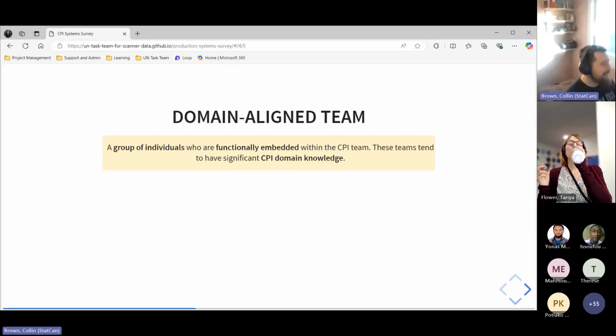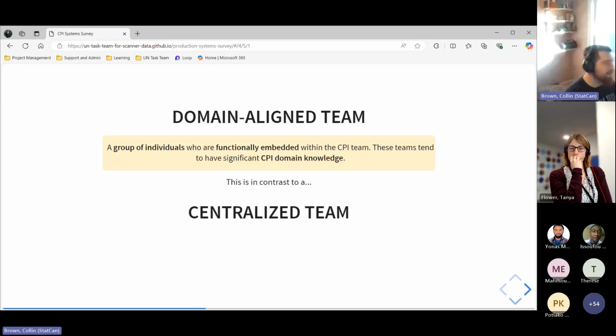So what I mean by that, and I'll contrast that in a second with a centralized team, but by a domain-aligned team, we mean a group of individuals who are functionally embedded, in this case, in a CPI team. So the implication there is such domain-aligned teams have a very significant CPI domain knowledge or price index domain knowledge. And why that, of course, is important is if you're building the systems for CPI production systems, it's obviously quite beneficial if the folks developing those also have that domain knowledge.